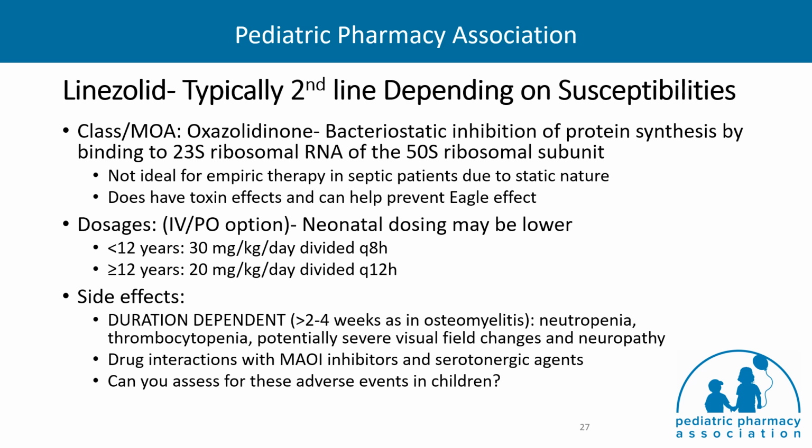Now, linezolid, typically I would call this a second-line agent, and this certainly depends on susceptibilities. It is an oxazolidinone, which has bacteriostatic inhibition of protein synthesis, somewhat similar to clindamycin, but a little bit different. And it is cidal against some pathogens, but not necessarily against Staph aureus, so we typically are considering it static, which we talked about some issues with possible static drugs.